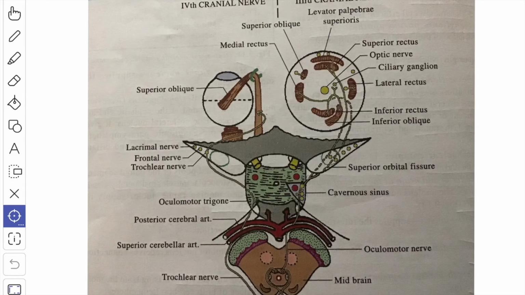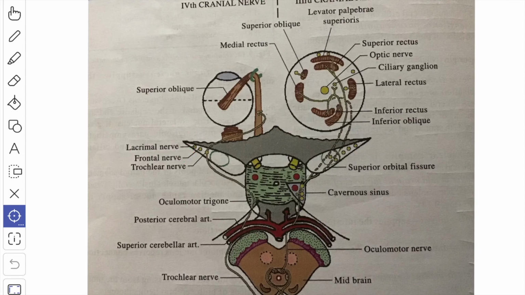In the cavernous sinus, it is related above with the oculomotor nerve and below with the ophthalmic and the maxillary nerves. In the anterior part of the cavernous sinus, the trochlear nerve crosses lateral to the oculomotor nerve. Then it enters through the lateral compartment of the superior orbital fissure. So this is the superior orbital fissure. At the superior orbital fissure, the nerve is related laterally with the frontal and lacrimal nerves.